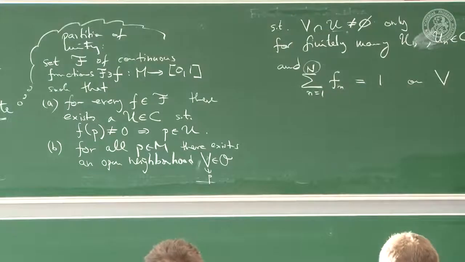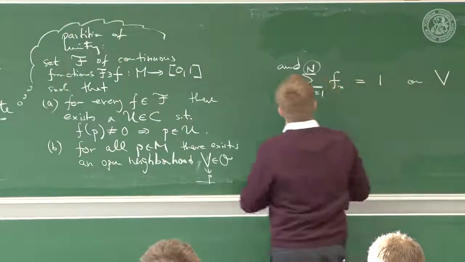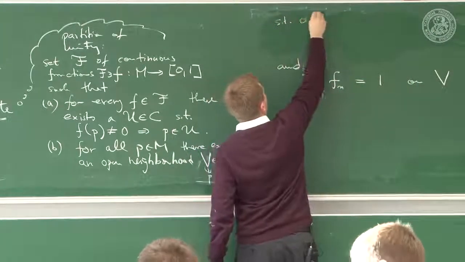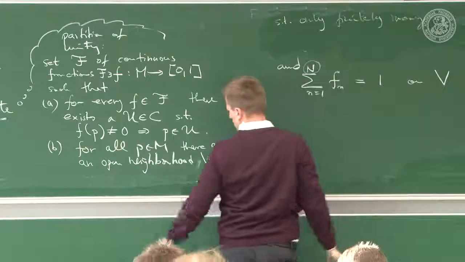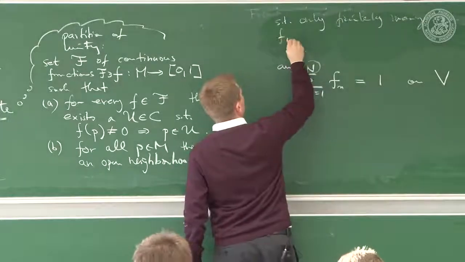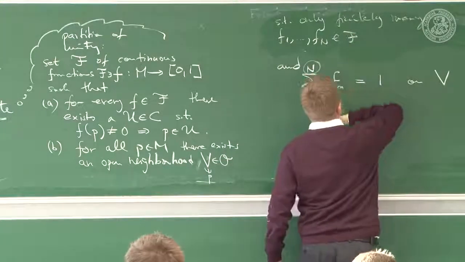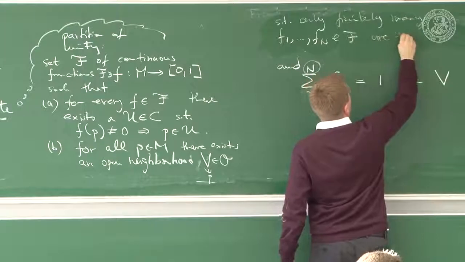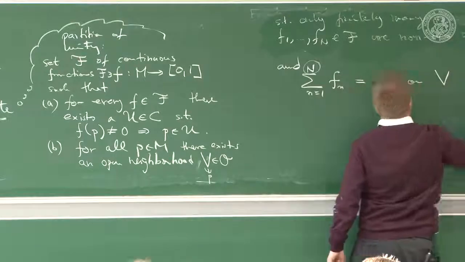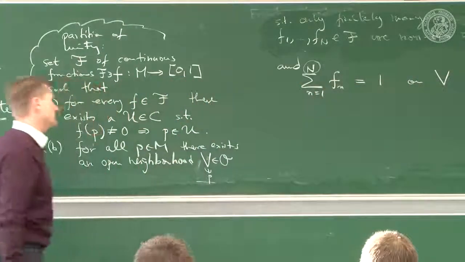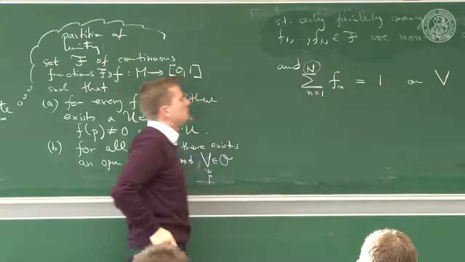It's not this intersection. That's already covered by the refinement. I'm sorry. Such that only finitely many, it's the neighborhood V, only finitely many F1 to Fn in F are non-zero on V, and then I take those F's, because otherwise it didn't make sense, are non-zero on V, and then you take those F's and they sum up to 1 on V.